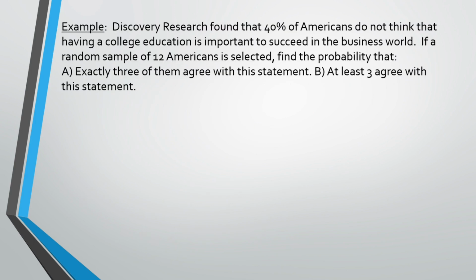Example. Discovery research found that 40% of Americans do not think that having a college education is important to succeed in the business world. If a random sample of 12 Americans is selected, find the probability that A. Exactly 3 of them agree with this statement, B. At least 3 agree with this statement. We'll always start by looking for N, P, and X. In our first situation here, we have P is 40%, so we'll say 0.4 in a decimal.